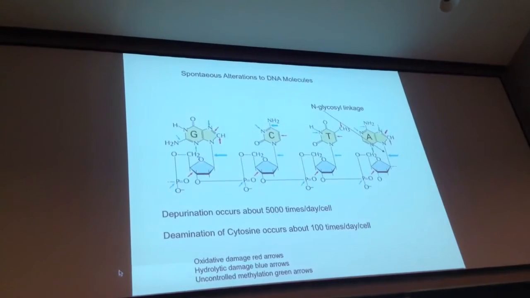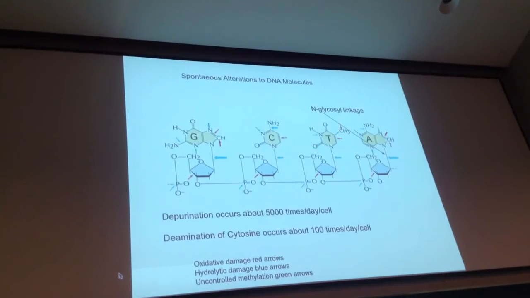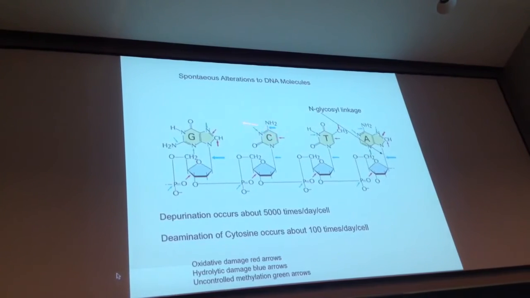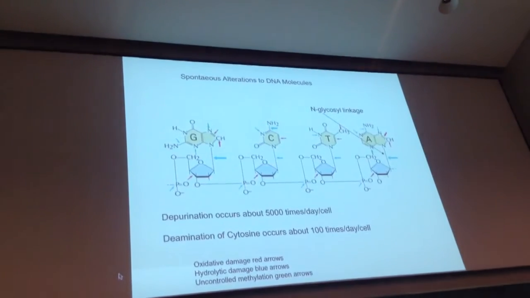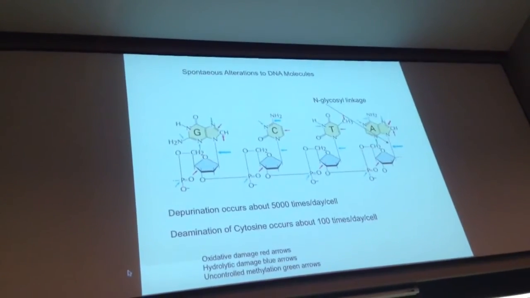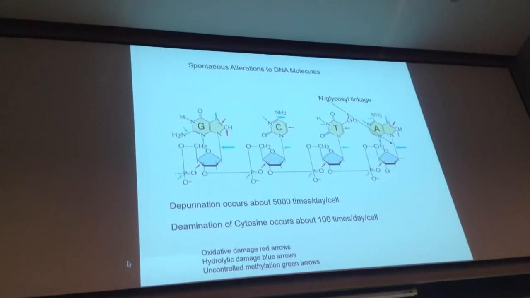This represents damage. All of these arrows can represent different kinds of damages, right? So these red arrows are all oxidative damage. Oxidation can open up these aromatic rings in the base. That obviously ruins it. These blue arrows here are hydrolytic damage.